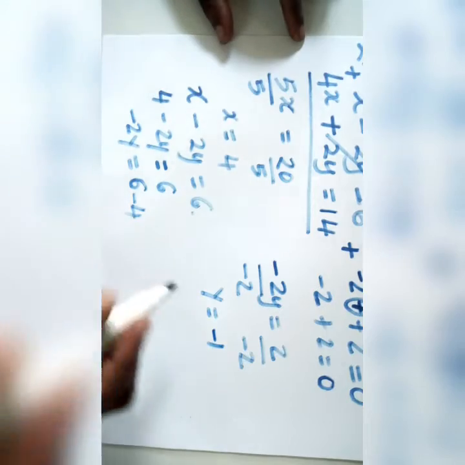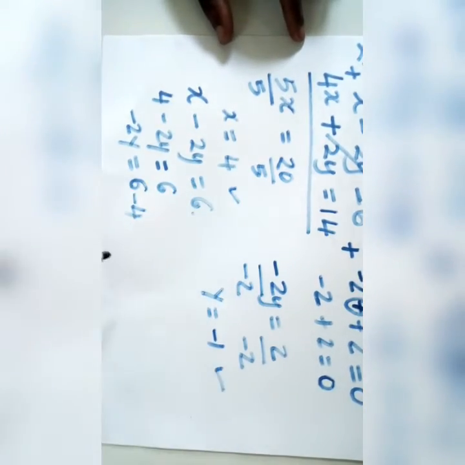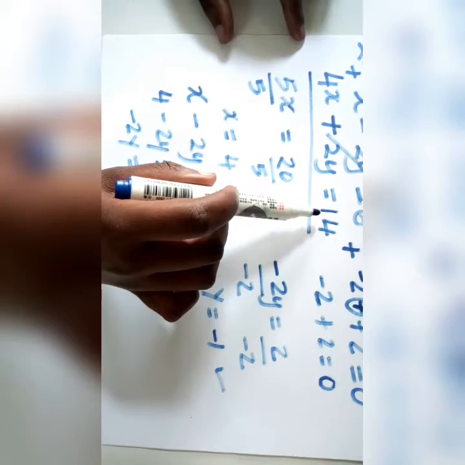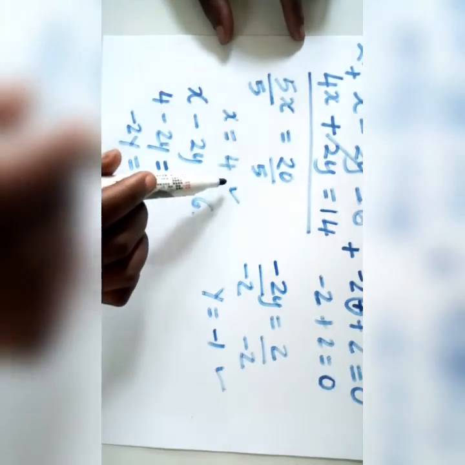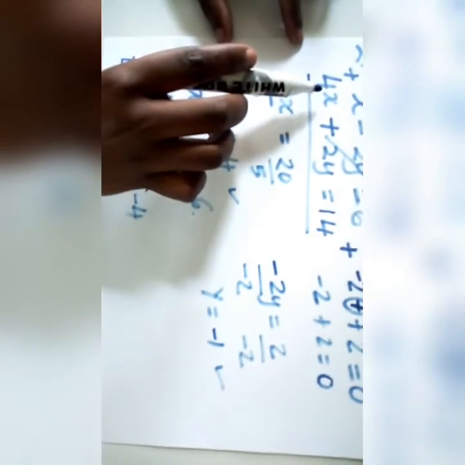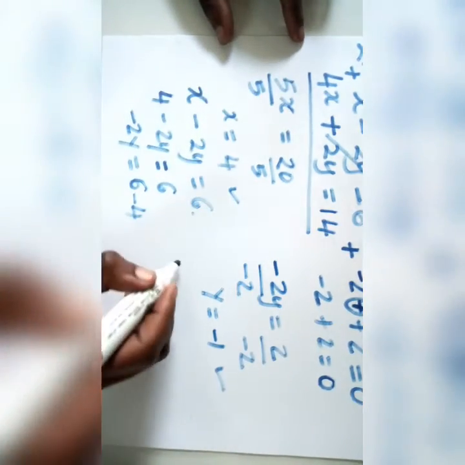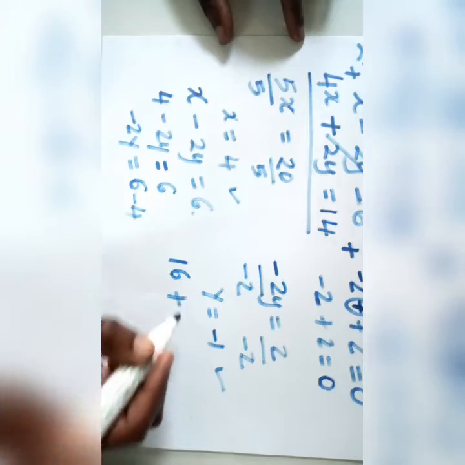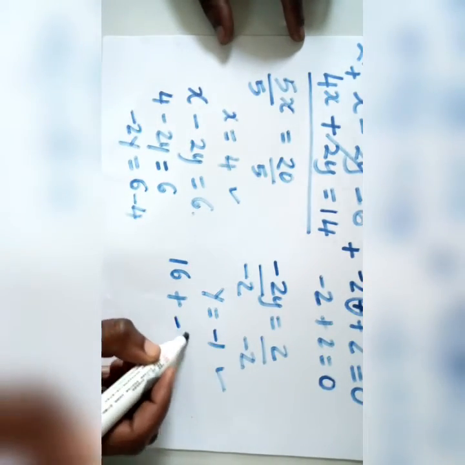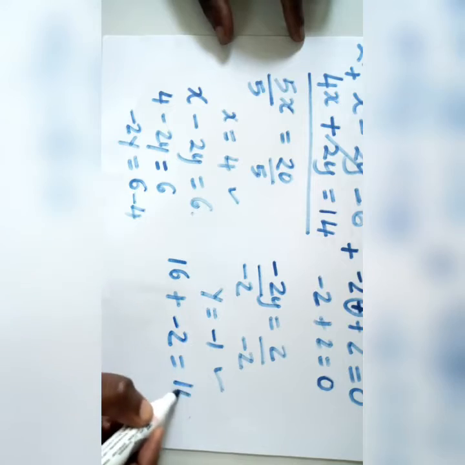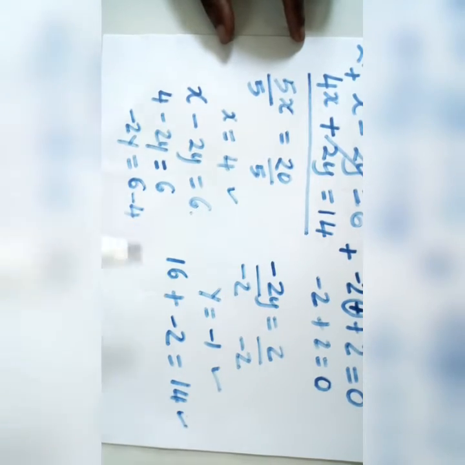We can plug these two values again in our second equation and see whether we're going to get 14. Okay, so we have 4 times, so I'm using this equation. So 4 times 4, that is 16, plus 2 times minus 1, that is minus 2, and this one gives us 14. So that's correct.